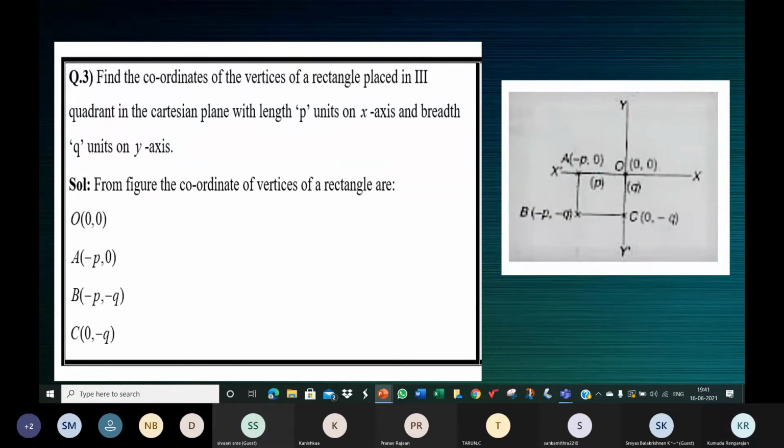Now you can see the screen, you can see the answer there. From the figure, the coordinates of the vertices. I'm just looking at the material and typing, so there may be some flaws in English, just ignore that. So kindly do the corrections yourself. From the figure, the coordinates of the vertices of the rectangle are.